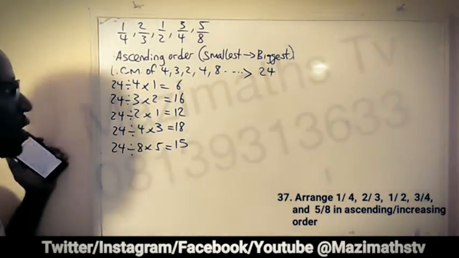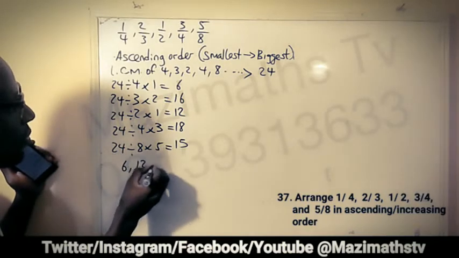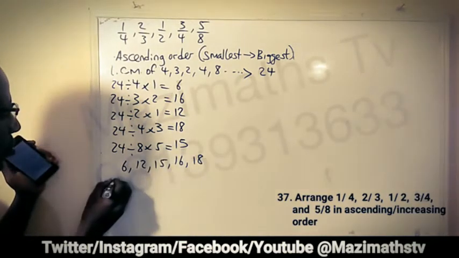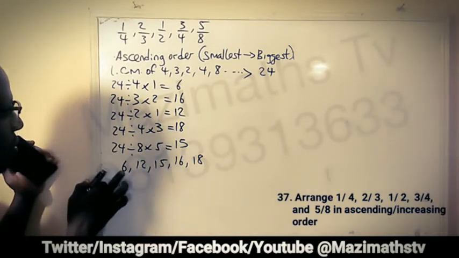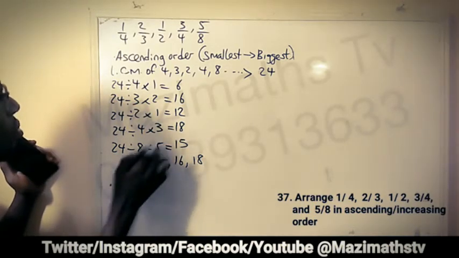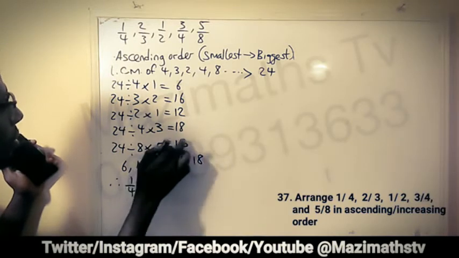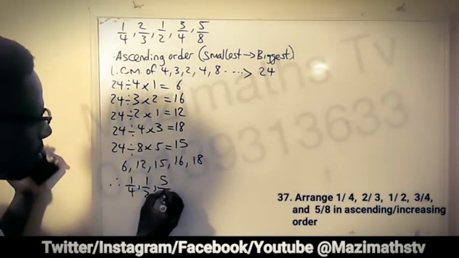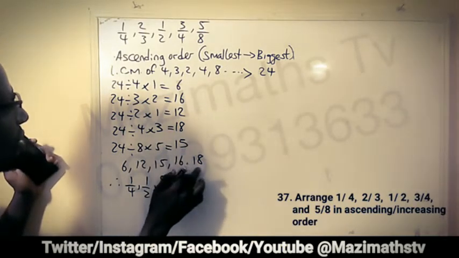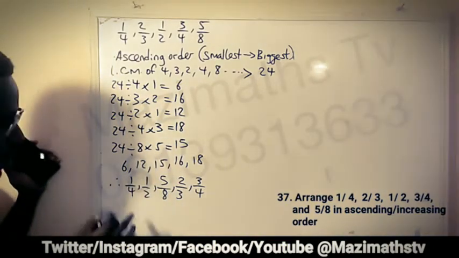Now, when you have it like this, you can see that it will be easier for us to arrange from the smallest to the biggest. So the smallest here is 6, followed by 12, followed by 15, followed by 16, and then 18. So therefore, our final answer will be: which fraction gives us 6? That is 1 over 4. Followed by, which gives us 12? That is 1 over 2. Which gives us 15? That is 5 over 8. Which gives us 16? That is 2 over 3. And then the one that gives us 18, which is 3 over 4. So this is how you arrange in ascending order from the smallest to the biggest.